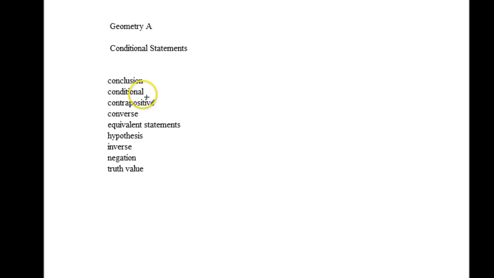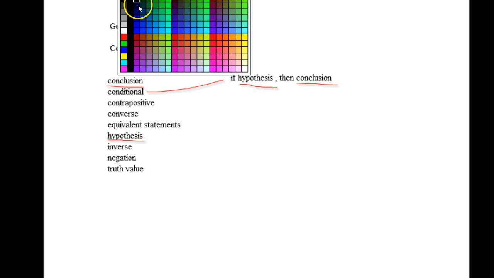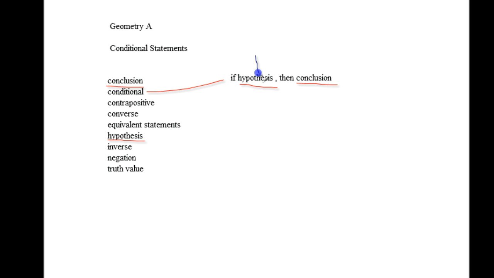So the first one we'll talk about is a conditional statement. Now, a conditional statement is actually made up of two parts. So it will always say if hypothesis, and then my logical conclusion. My definition of a conditional statement is actually made up of two other definitions in the list today: conclusion and hypothesis. Basically this is just a statement about any general idea, and then I come up with a conclusion based upon that.